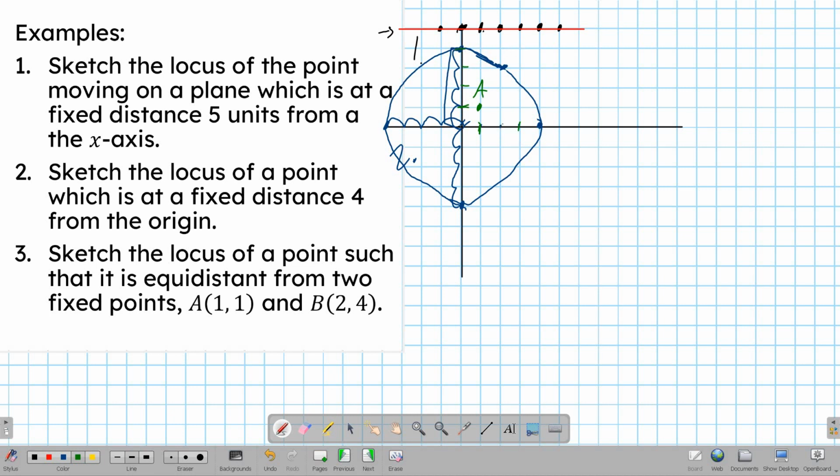Ito. At pala. 1, 2. 1, 2, 3, 4. This is B. Now, we need a locus of points that are equidistant from these 2 points. So, ang pinakamadaling equidistant ay yung midpoint nila. So, siguro ito. Yan ang midpoint niya.